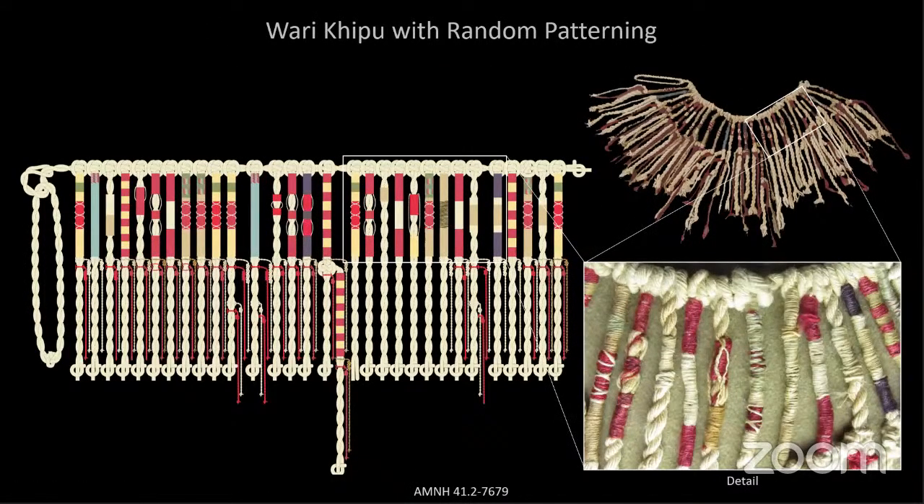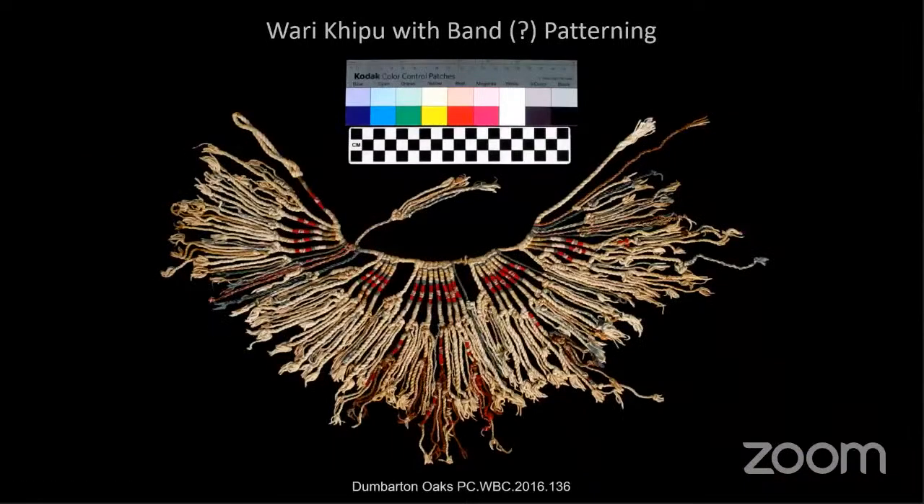Frequently, Wari quipus have what I call random patterning, as seen in this example from the American Museum of Natural History, where there is no discernible pattern of cord color placement. Some of the patterns repeat, but there's no order to the placement that I can find. I'm also not convinced that band patterning was a feature of Wari quipus.